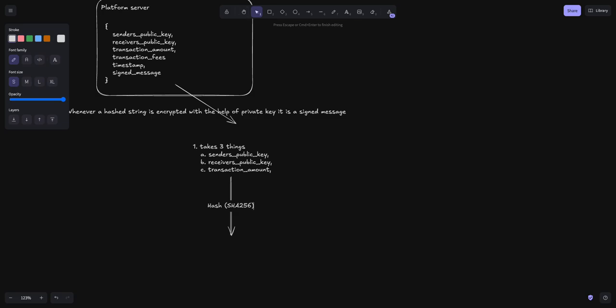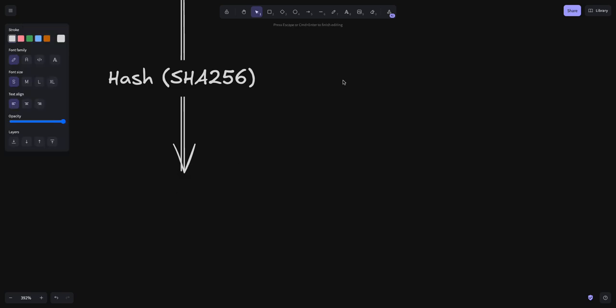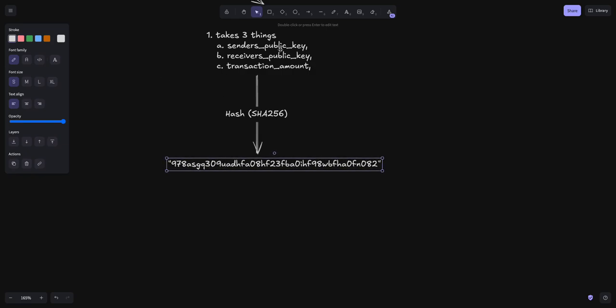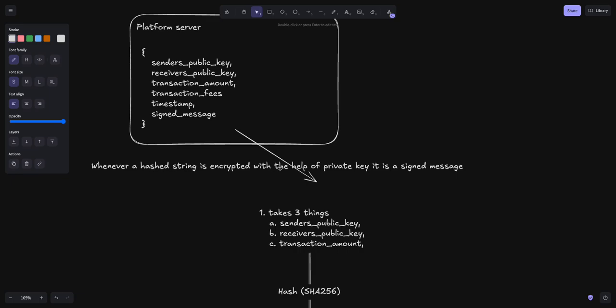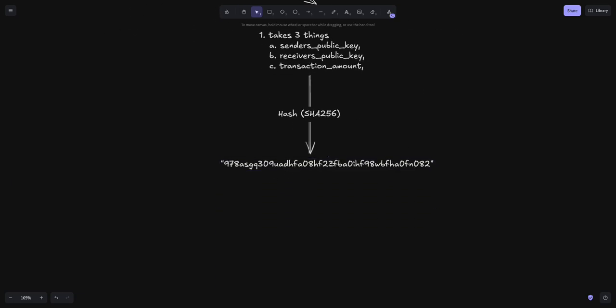Let's say we get a string. Now, on putting a combination of all three as a string into this hash function, we get this string. This is nothing but a hash, right? Now, as I said, whenever a hashed string is encrypted with the help of the private key of a sender, it is a signed message. In terms of a bank, let's say this is a check.